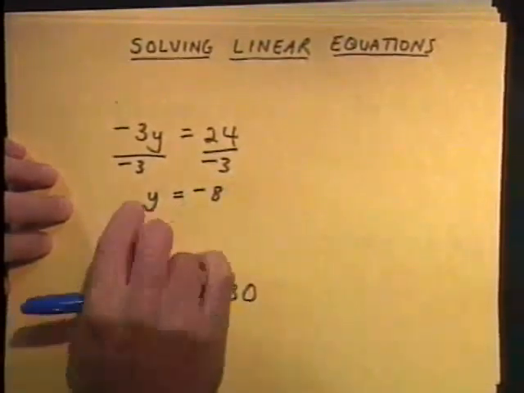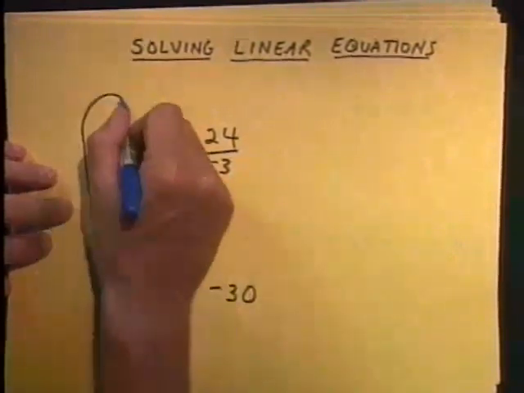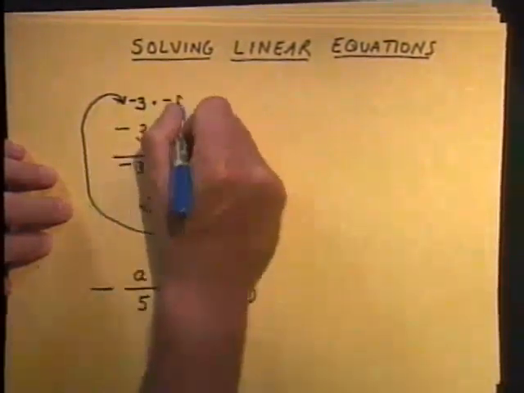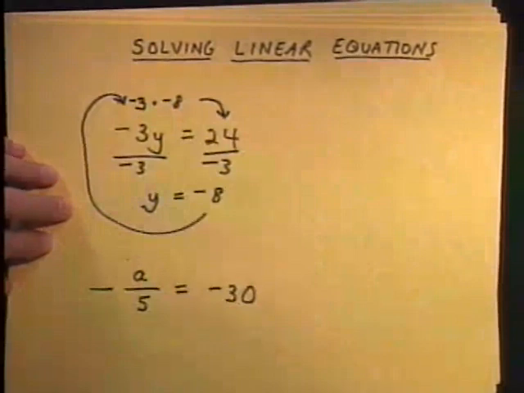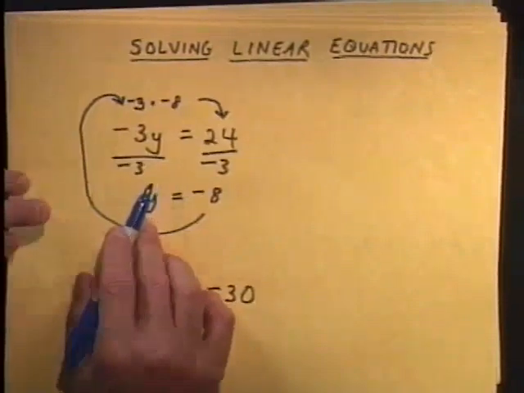All right, so division takes out multiplication. Plugging the negative 8 back in makes perfect sense. Negative 3 times negative 8 gives us, you betcha, positive 24. So I like equations, they make sense. Back to the graphics.